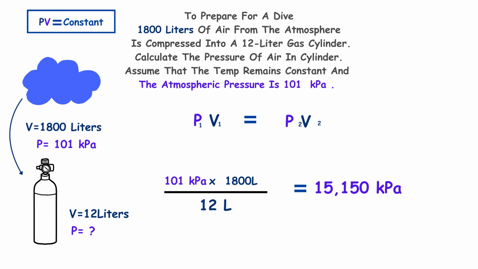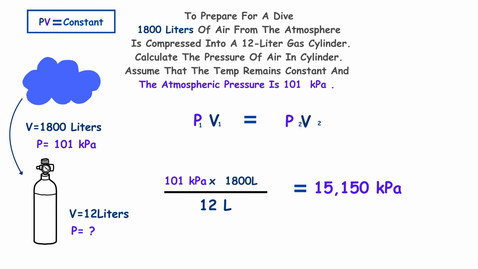At first glance, it might be slightly tricky to decide which numbers go where, but the key is to notice that the original air, 1,800 liters of it, was at atmospheric pressure, which is 101 kilopascals. So, using our same equation, pressure 1 times volume 1 is equal to pressure 2 times volume 2, we multiply 101 by 1,800, and set that equal to the unknown pressure multiplied by 12.